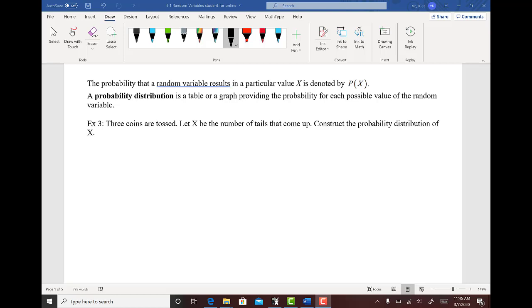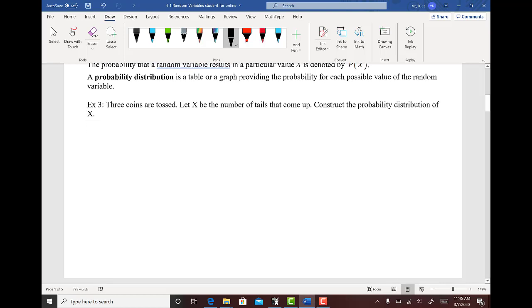So a probability distribution is a table, or it could be a graph, that provides the probability for each of the possible values for the random variable. So let's look at a specific example. The experiment here is that you are tossing 3 coins and x represents the number of tails that come up. We want to construct the probability distribution of this variable x.